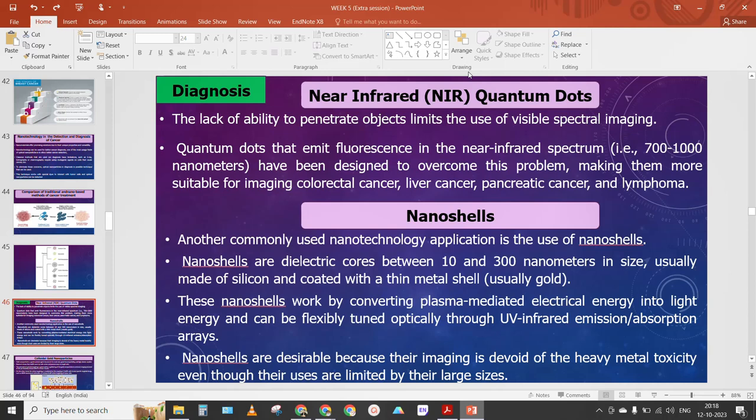Then nanoshells. Another commonly used nanotechnology application is the use of nanoshells. Nanoshells are dielectric cores between 10 to 300 nanometers in size, usually made of silicon and coated with a thin metal shell. These nanoshells work by converting plasmon-mediated electrical energy into light energy that can be flexibly tuned optically through UV or infrared emission and absorption. Nanoshells are desirable because their imaging is devoid of heavy metal toxicity, even though their use is limited by the larger size. Nanoshells are a bit larger than the nanoparticles.